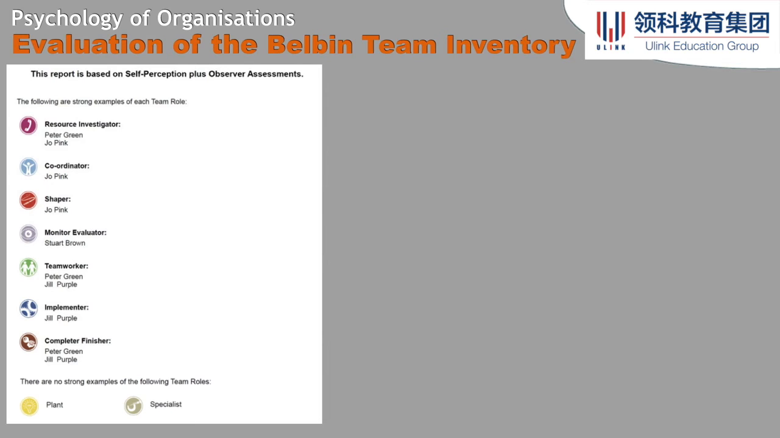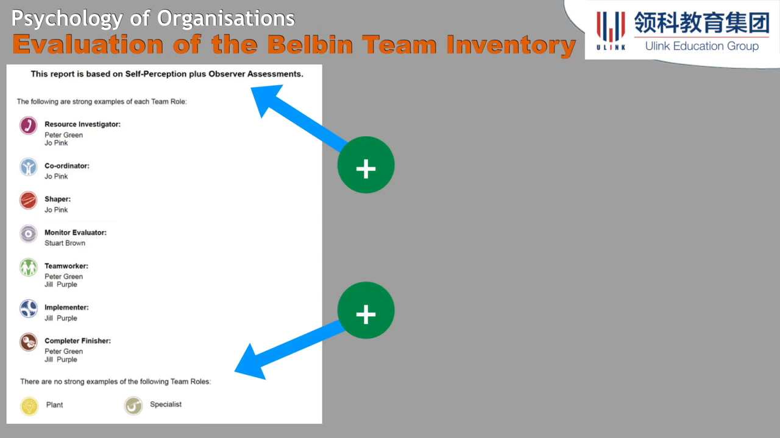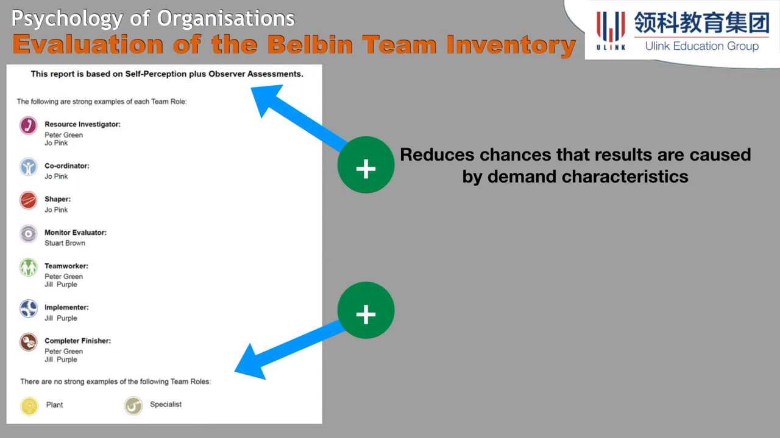But you may see here the top sentence says, this report is based on self-perception plus observer assessment. And that is a strength of this study. Why is it a strength? Because it reduces the chance that the results are caused by demand characteristics, and also maybe it improves the reliability of the assessment tool. I may even call this inter-rater reliability. The fact that somebody knows that somebody else is grading them may force them to be more honest about who they really are.